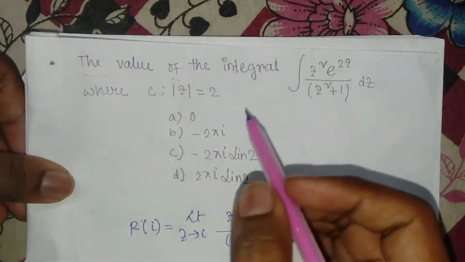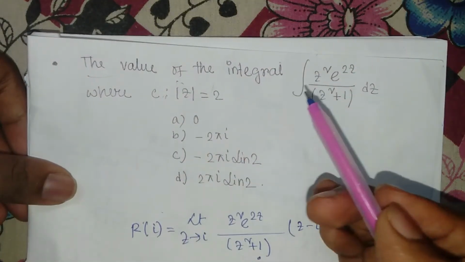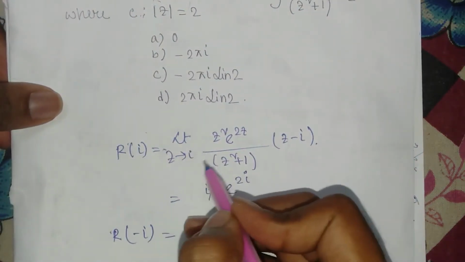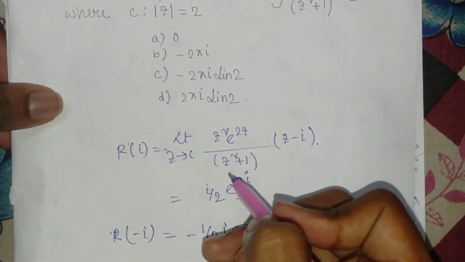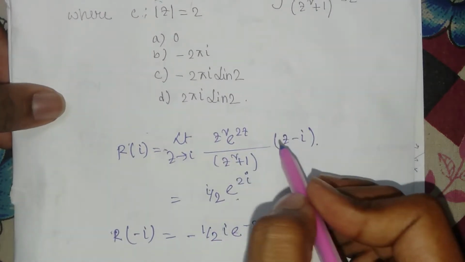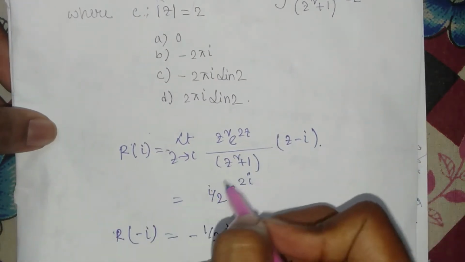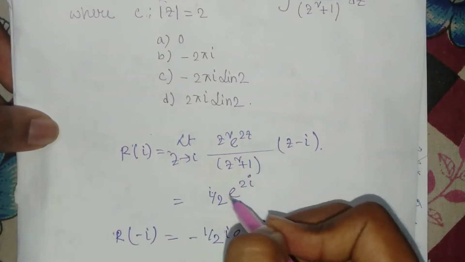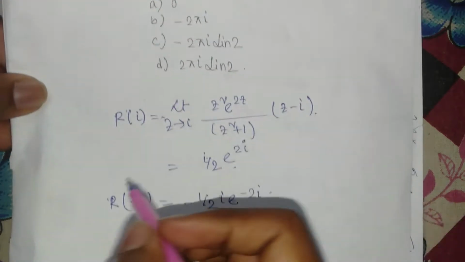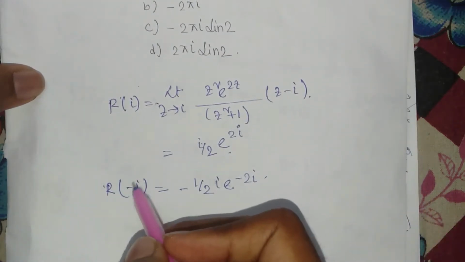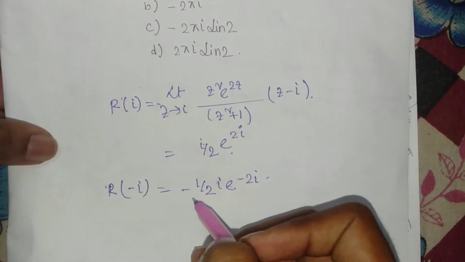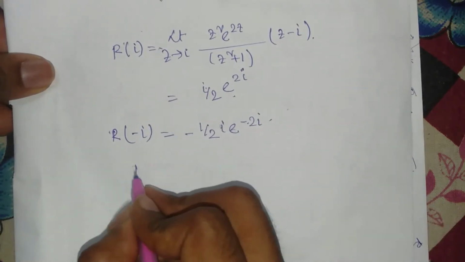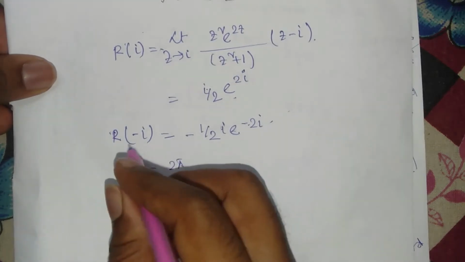First we take i and minus i. For alpha equal to i, we get the limit as z tends to i of z square e to the power 2z divided by (z square plus 1) into (z minus i). If we solve this and put in the value of z, we get i by 2 e to the power 2i. Similarly, for the residue at minus i, we get minus half into i e to the power minus 2i. Now capital I will be the summation of both.